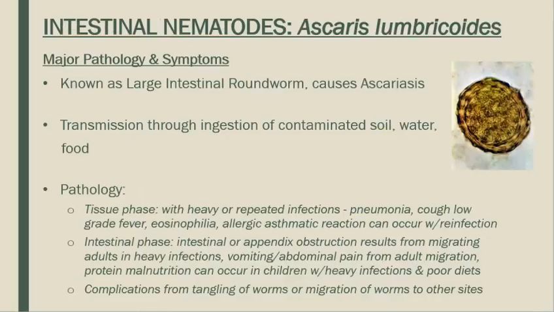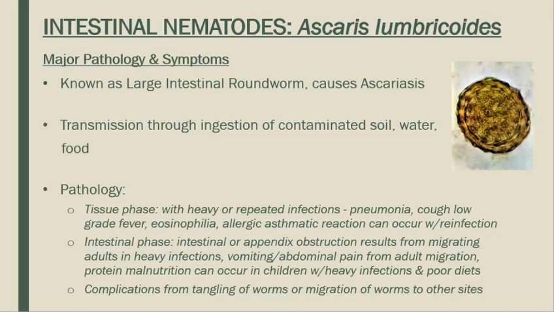Next up for intestinal nematodes is Ascaris lumbricoides. This is known as the large intestinal roundworm. The transmission is through ingestion of contaminated soil, water, or food. You can have a tissue phase and an intestinal phase. In the tissue phase, with heavy or repeated infections, there can be a pneumonia in the patient, cough, or low-grade fever, eosinophilic, and allergic asthmatic reactions.